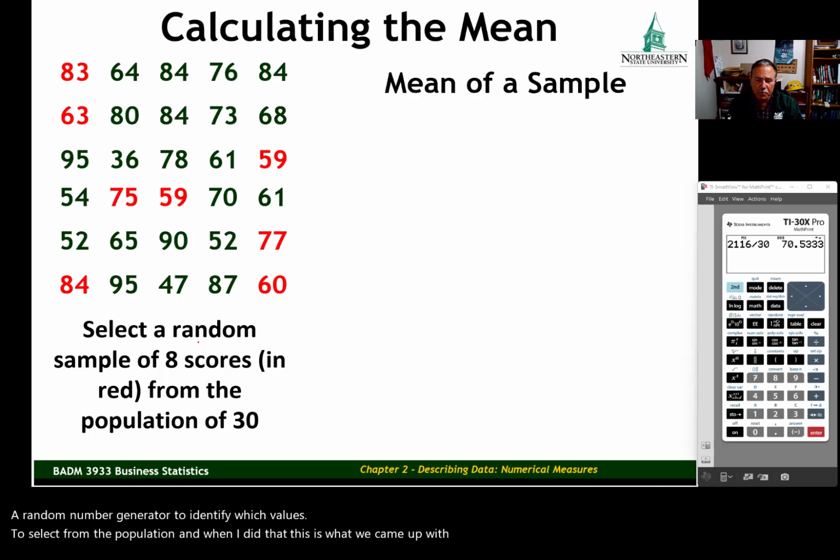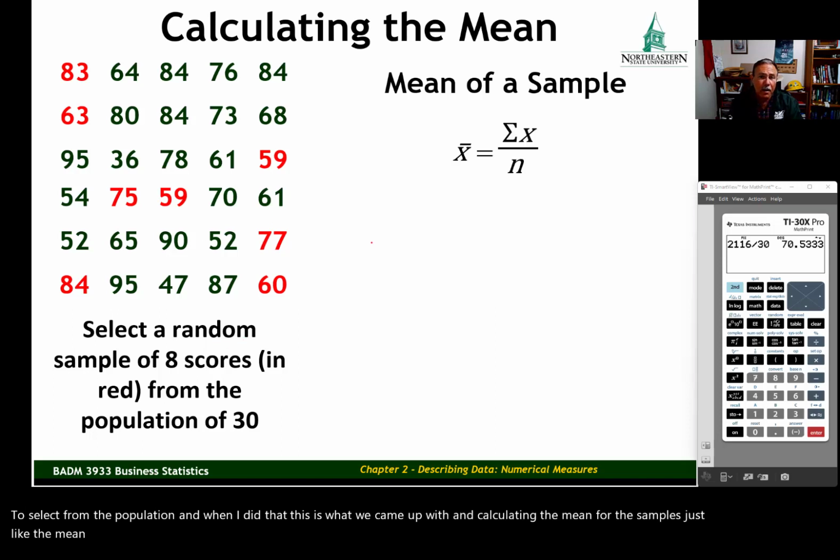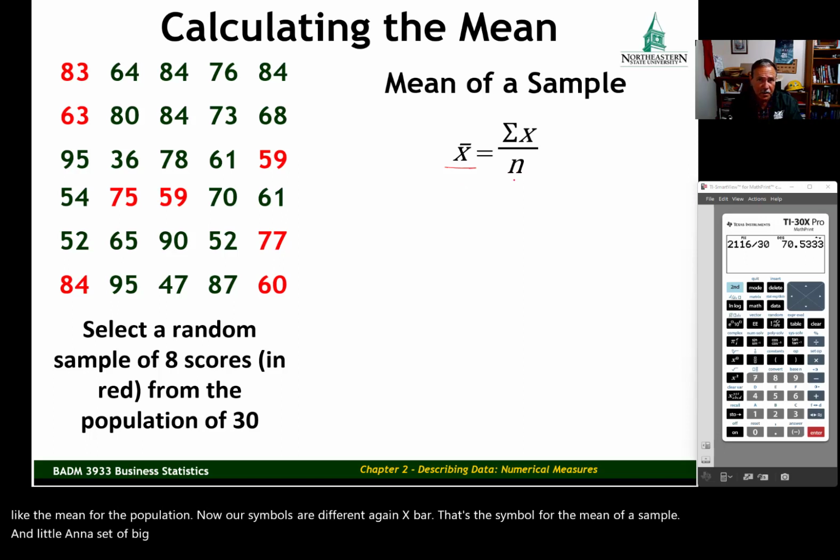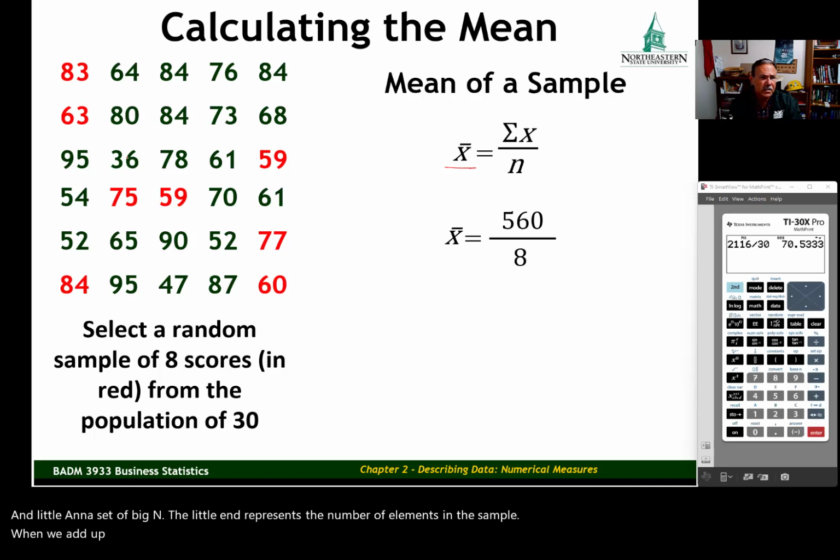Calculating the mean for the sample is just like the mean for the population, but now our symbols are different. Again, x bar is the symbol for the mean of a sample, and a little n instead of big N. The little n represents the number of elements in the sample. When we add up all of these x's, 83, 63, 75, 59, 59, 77, 60, and 84, that comes out to 560. We plug in 8 for our sample size. Let's go ahead and do the last bit of math here.